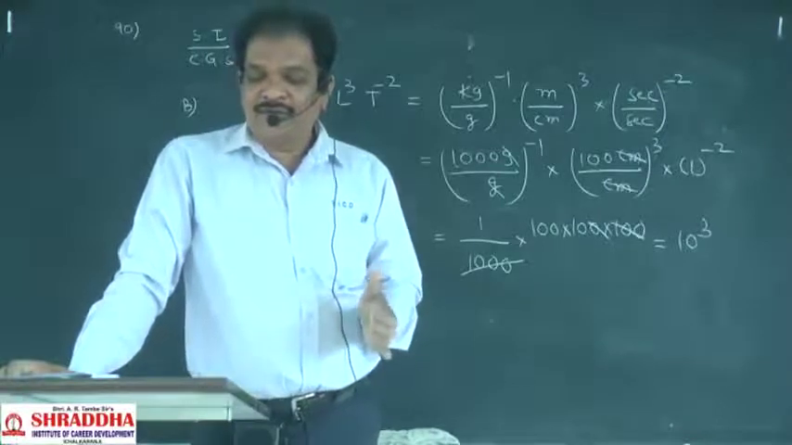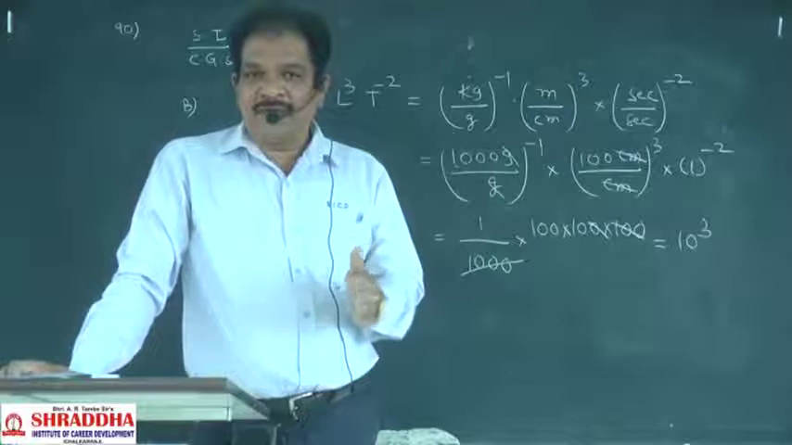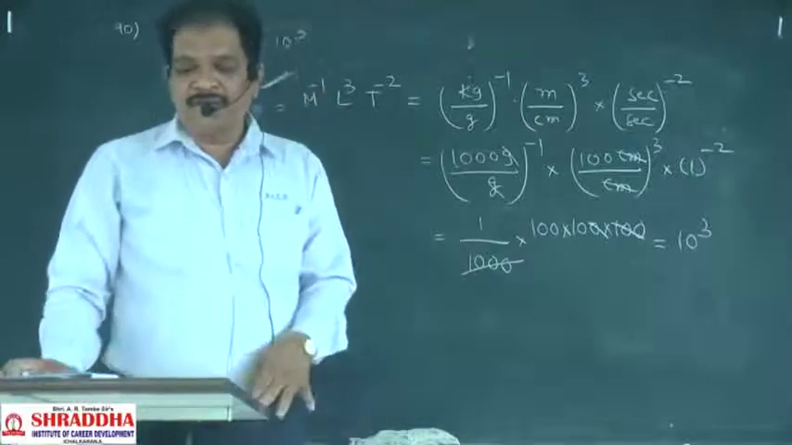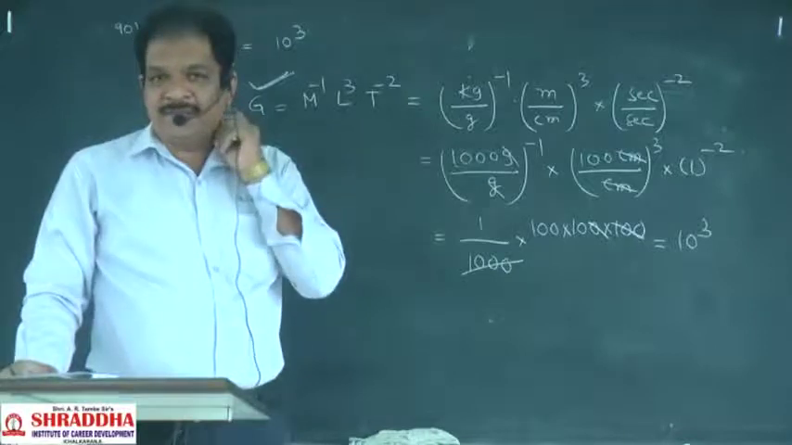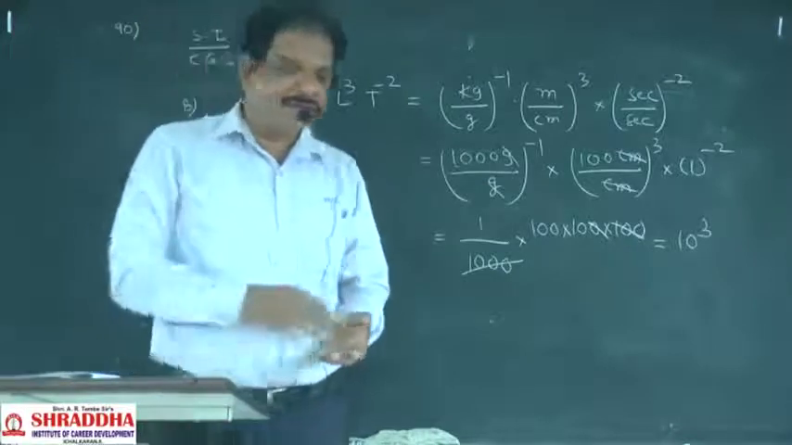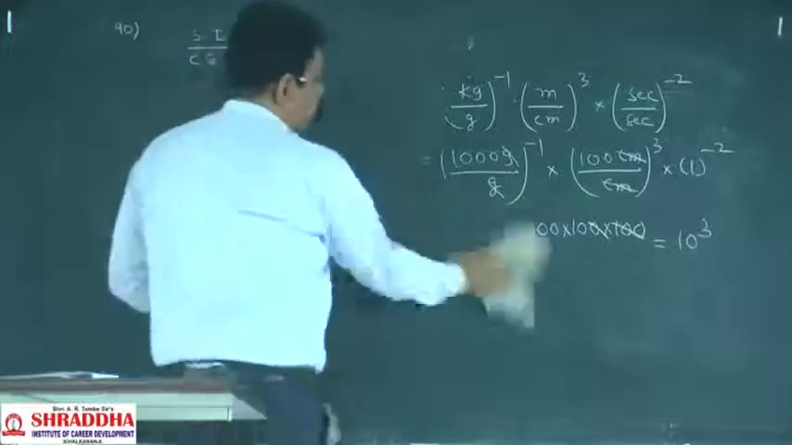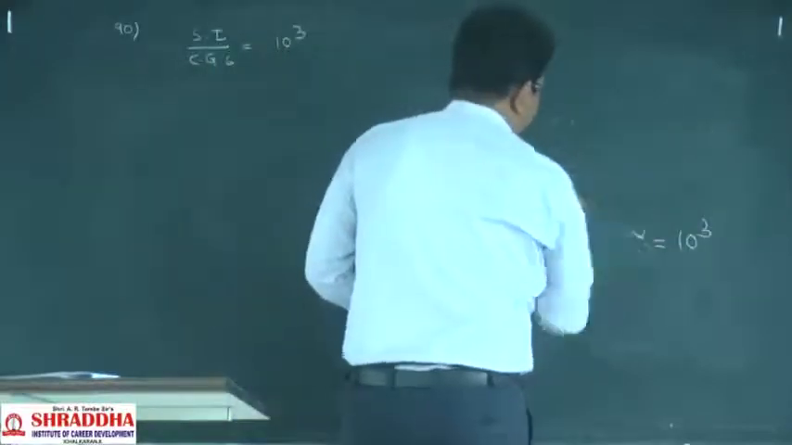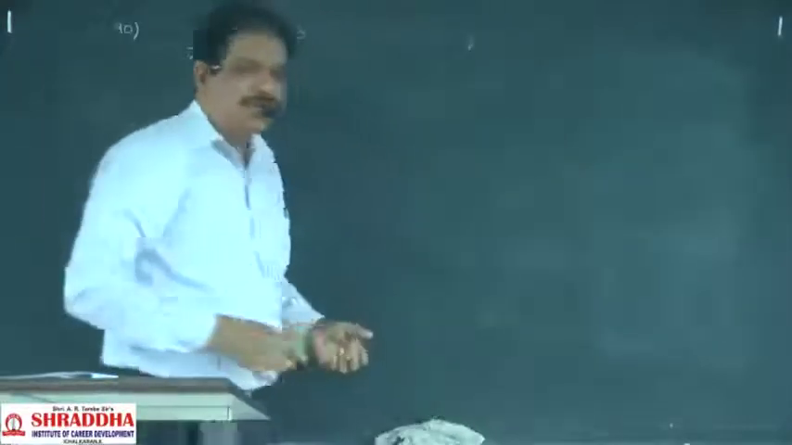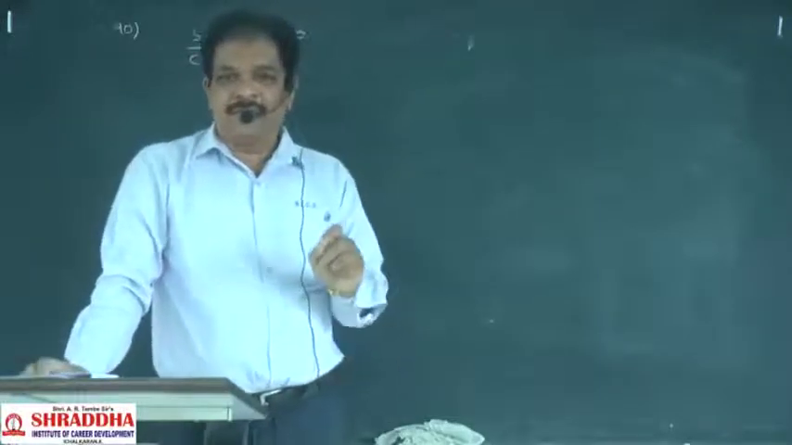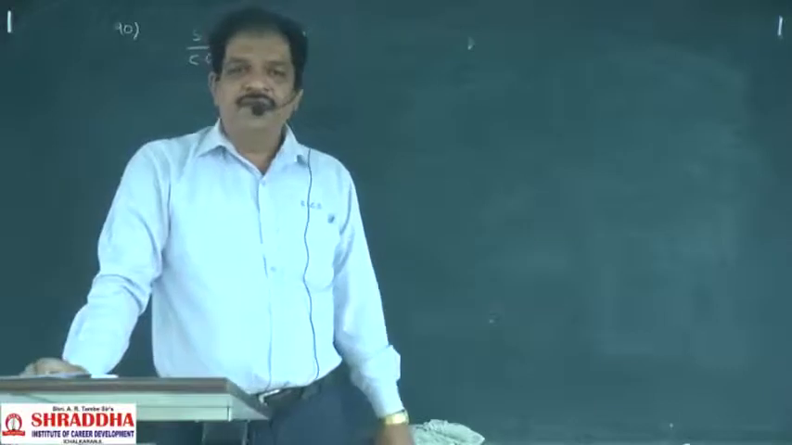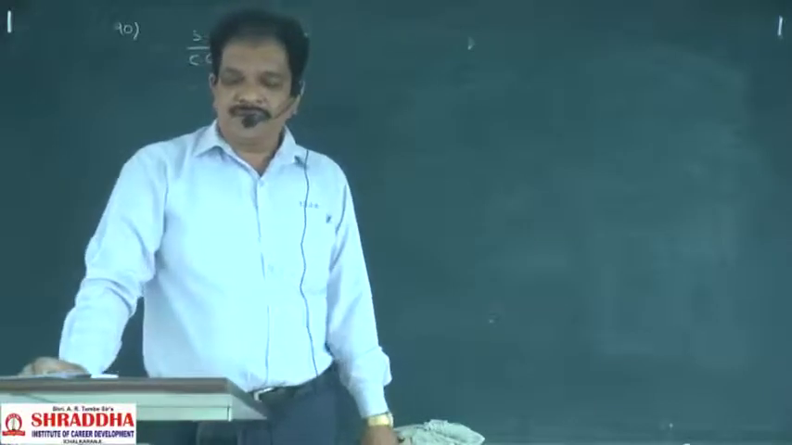For the third one, you will get ml square t power minus 1. Angular momentum and Planck's constant will have the same dimensions. Do it, then it will be simple only. B will be the answer. C and D will have same dimensions only. Planck's constant and angular momentum will have same dimensions, ml square t power minus 1.